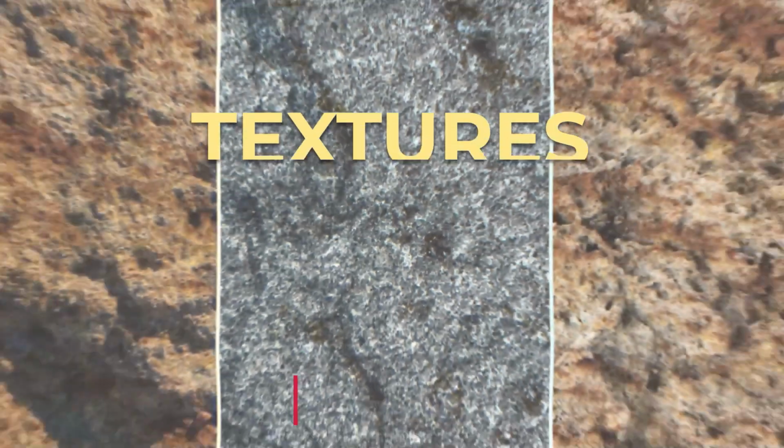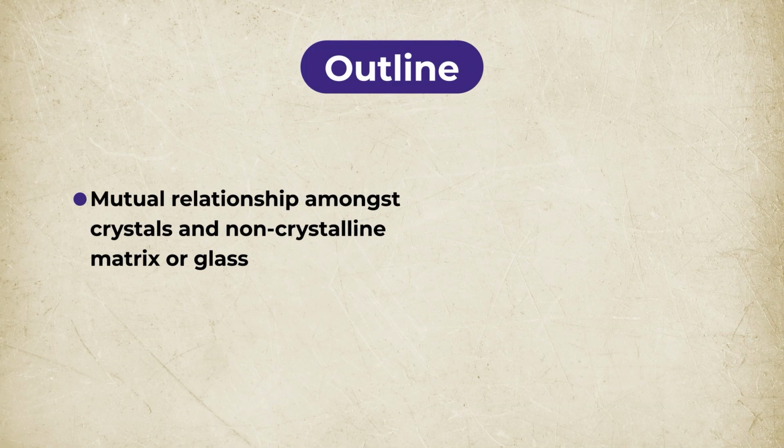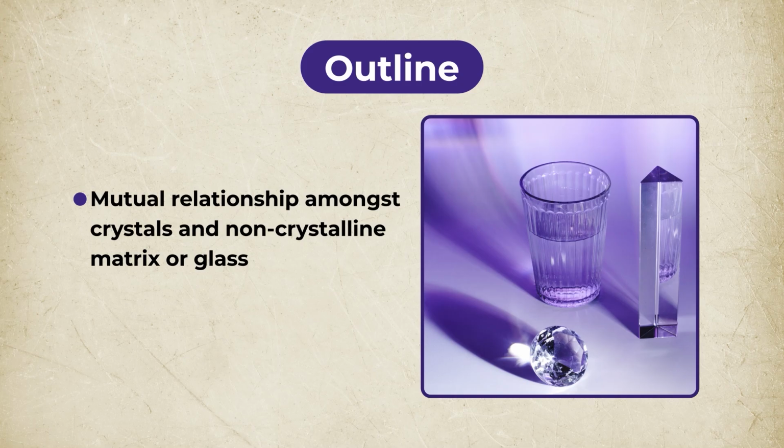Hello viewers, in this video I will discuss textures of igneous rocks, part 2. In this discussion, the outline is the mutual relationship amongst crystals and non-crystalline matrix. I am directly coming to mutual relationship, but before that I will discuss what I discussed in part 1. In part 1, I discussed crystallinity, granularity, and shape of the crystals.